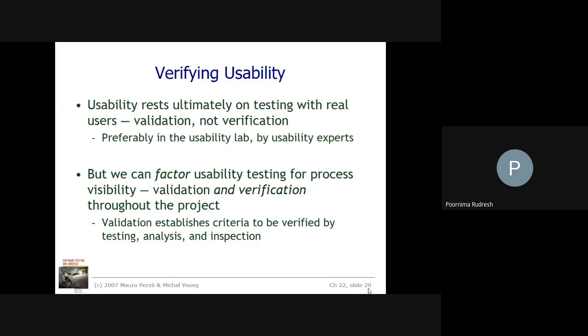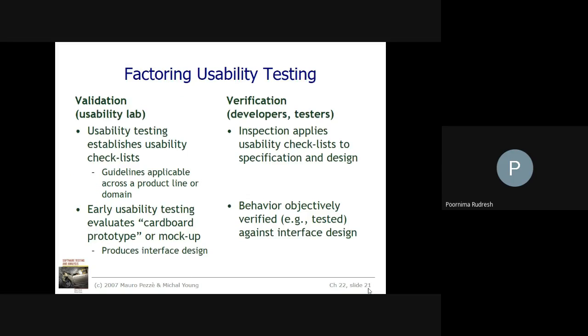And we can factor usability testing for process visibility, validation, and verification throughout the project. Obviously, whatever product we are developing, we are performing validation and verification throughout the project development. But finally, we are checking for the process visibility. Here, the validation establishes the criteria to be verified by testing, analysis, and inspection. So we'll see the factoring of usability testing with respect to validation and verification.